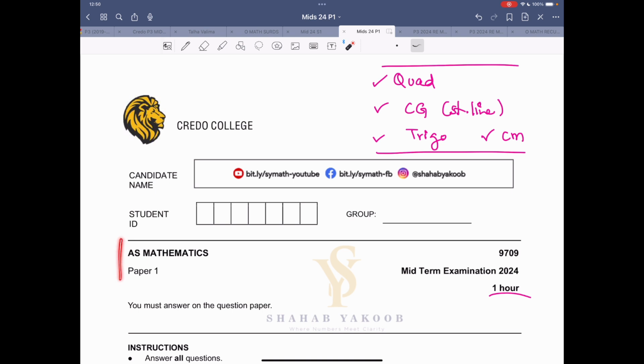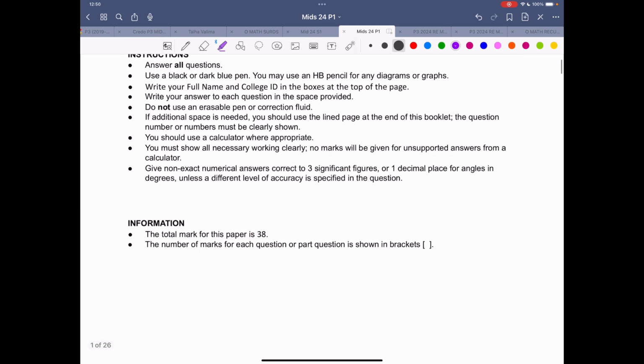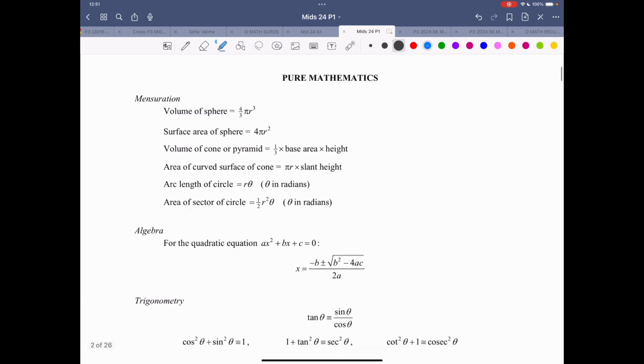Now in today's video we are focusing on this pure maths P1 paper. It's for 1 hour. It's a midterm exam and these are the 4 topics from which questions are asked in this particular paper. Also, let me emphasize that this paper is only for 38 marks. There is an S1 paper which will be coming in the next video. So this particular video is about P1.